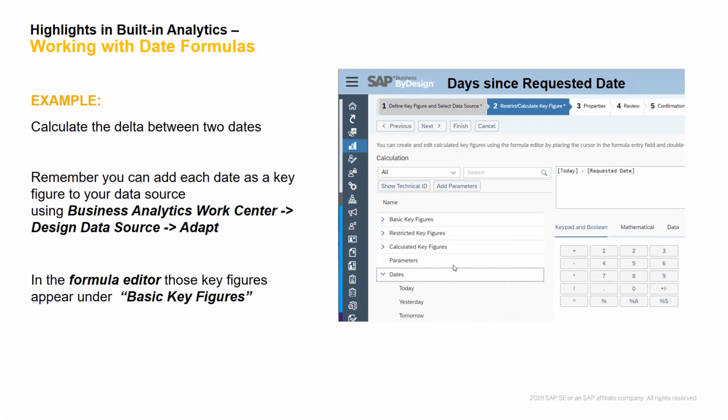Let's quickly summarize what we have seen so far in the demos. We've seen how easy it is to calculate with dates using the example of a delta between two dates. Remember, you can add each date as a key figure to your data source using the adapt data source feature, which we have added in earlier releases. And as soon as you add a date to a key figure, it will then appear under basic key figures where you can add it to your formula.